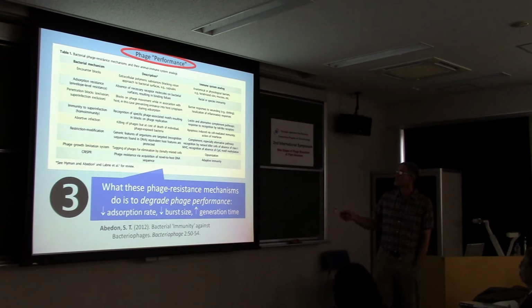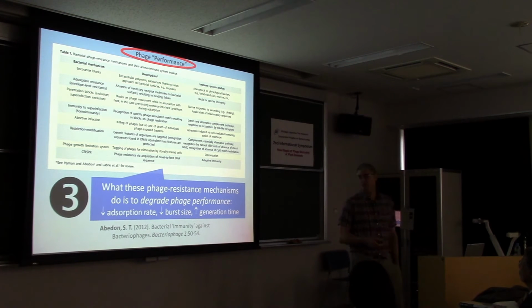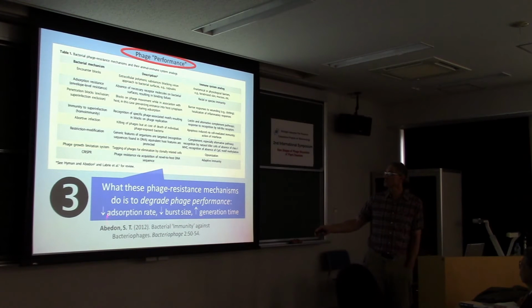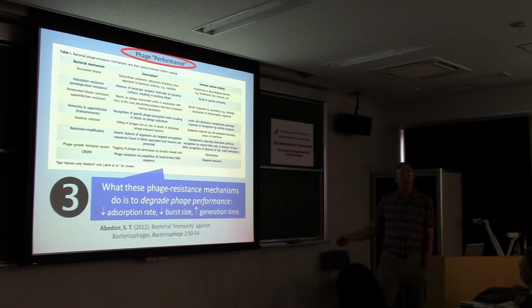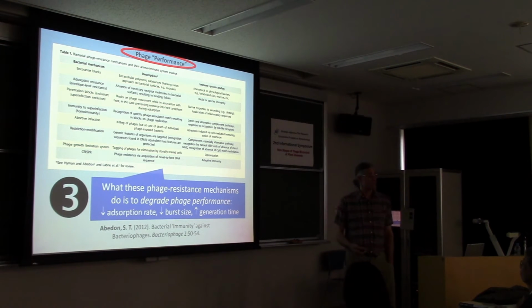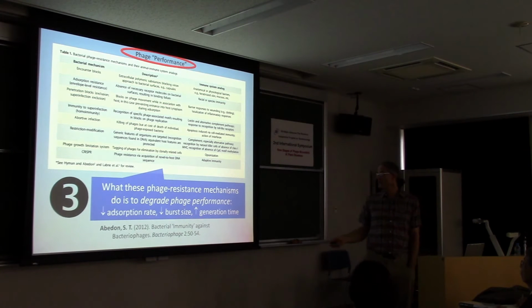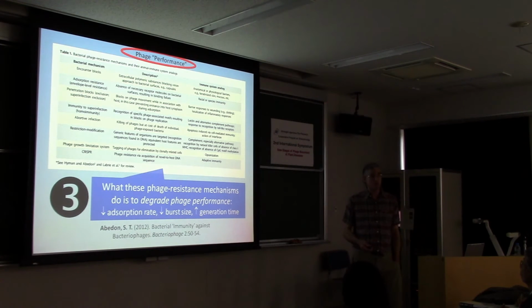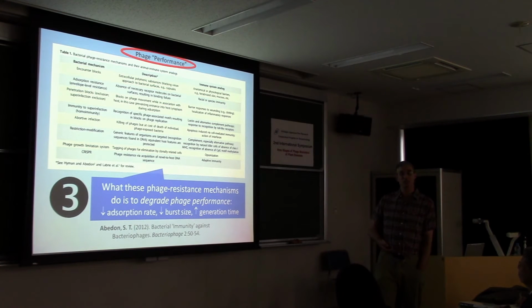But these are all phage-resistance mechanisms that are displayed by bacteria. And these phage-resistance mechanisms you can think of as means by which bacteria degrade the performance of phages. And this degradation can be in terms of how fast the phages can attach to the bacteria. It can be in terms of how many progeny, baby phages, that the phages can make once infecting. And it also can result in increases in generation time. So bacterial resistance mechanisms have the effect of degrading phage performance, which can be important in certain circumstances and less so in others.